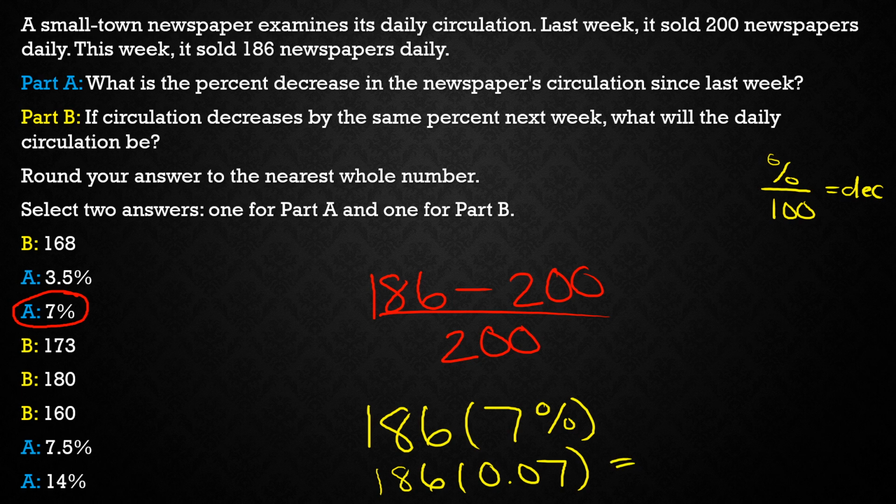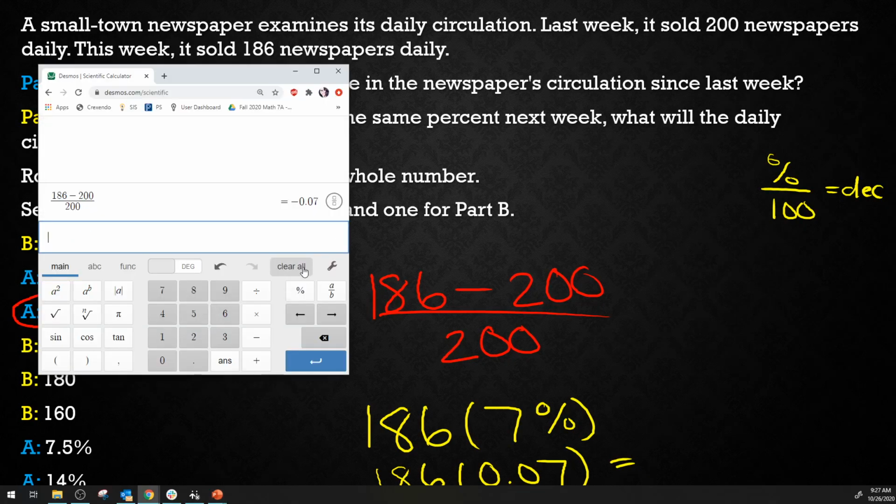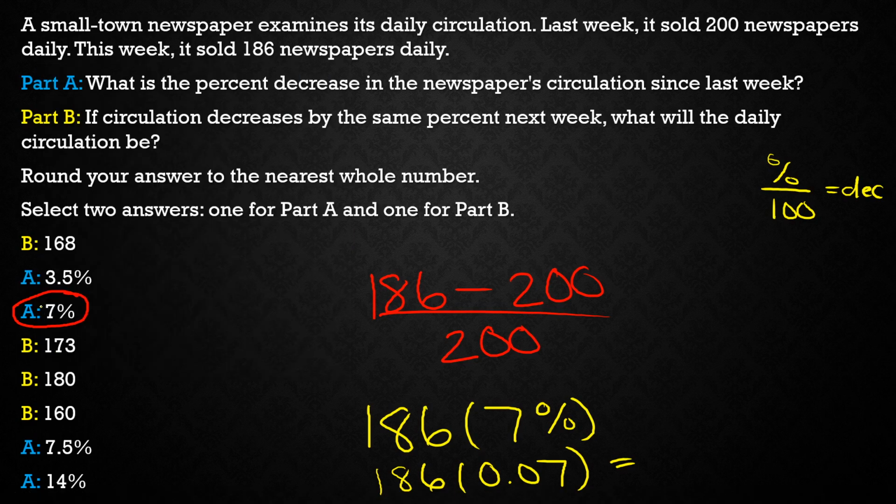So let's take those two numbers and multiply them together. So 186 times 0.07 gives me 13.2. So that is how many fewer newspapers I will sell. So I need to take that 186 and subtract from it how many less I will be selling, which is 13. So I will have 173 newspapers sold the following week. So that question was a little bit different.